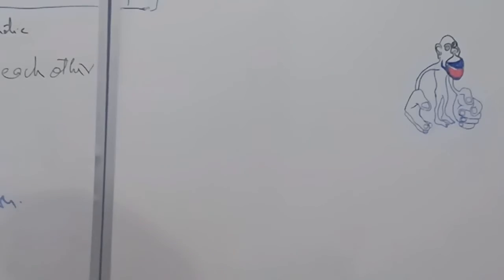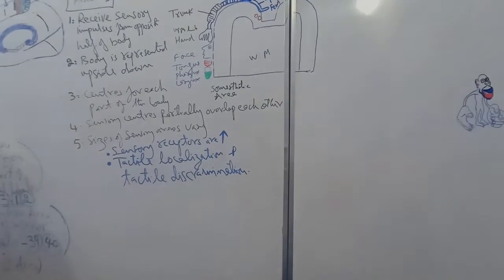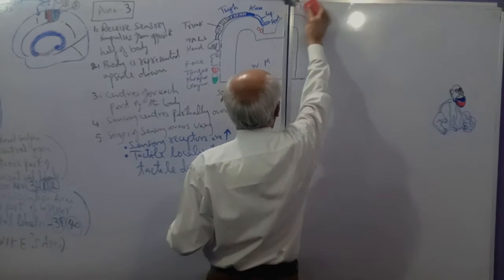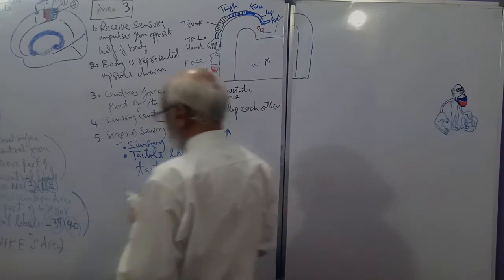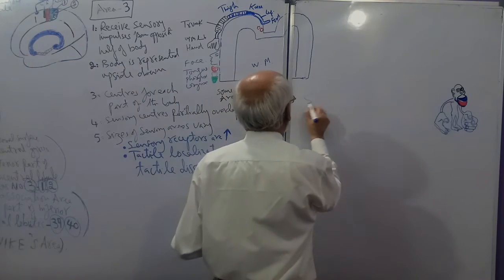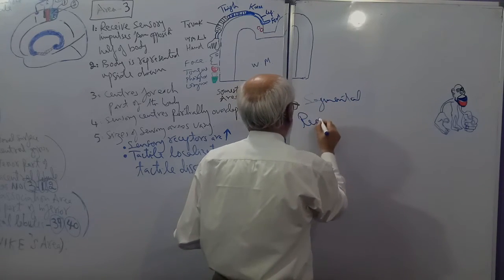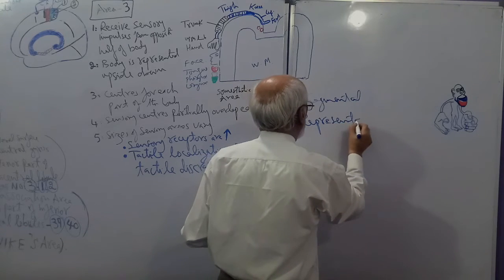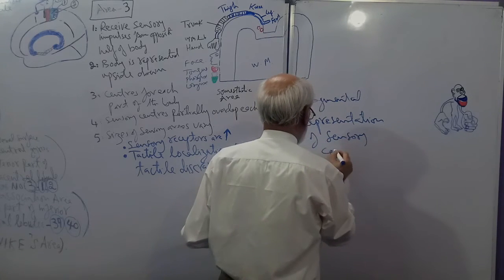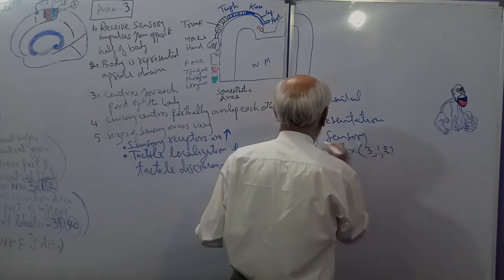Now, apart from this, suppose this is the right cerebral hemisphere, gray matter, and this is the gray matter of the left cerebral hemisphere. There is segmental representation of sensory area also. Segmental representation of the sensory cortex, Brodmann cortical area number 3, 1 and 2.